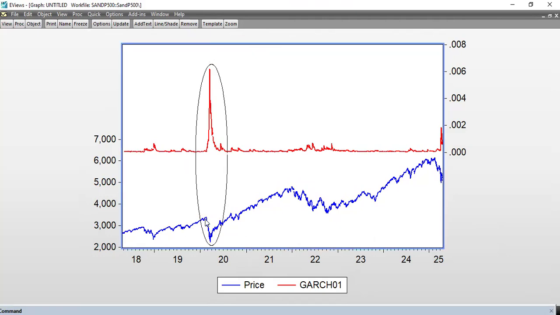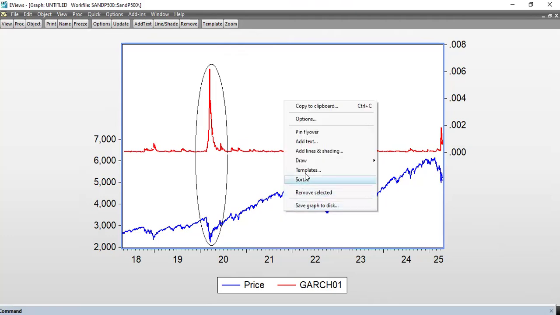whenever there is a negative shock, the series is going down, and you will see the conditional variance going up. And whenever the series is going up, with positive shocks, the volatility is smooth. See here again. Let's draw this thing here again.